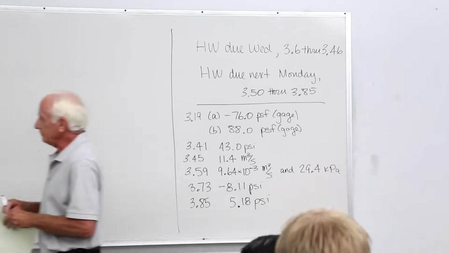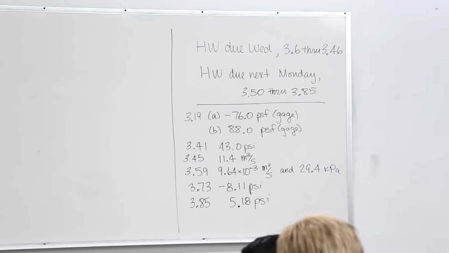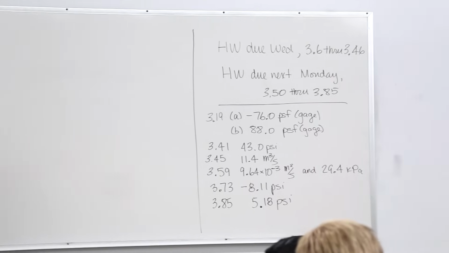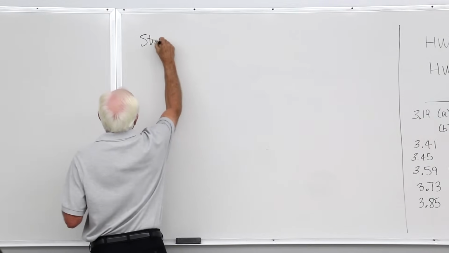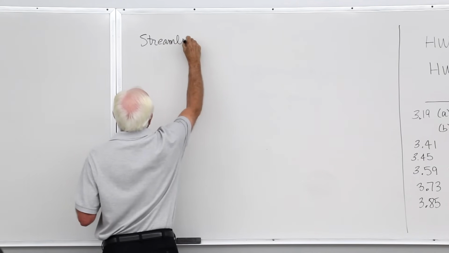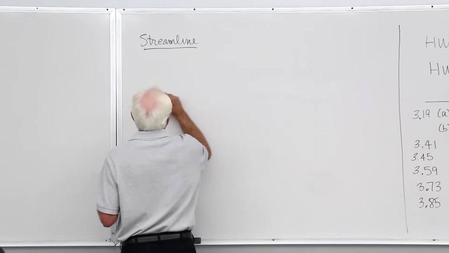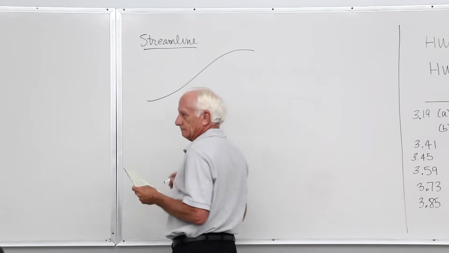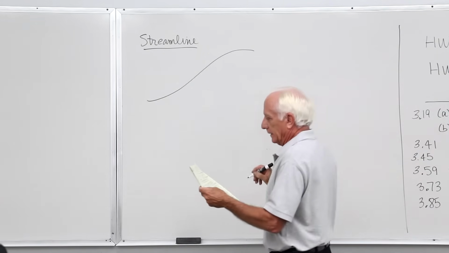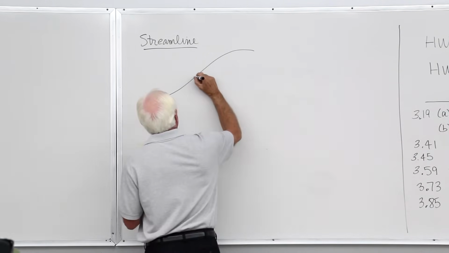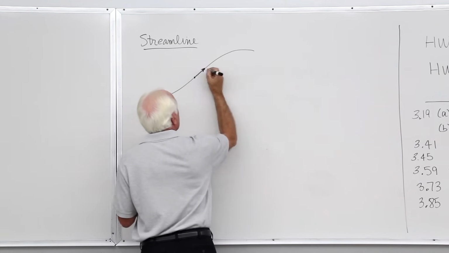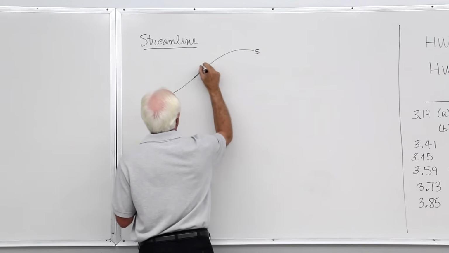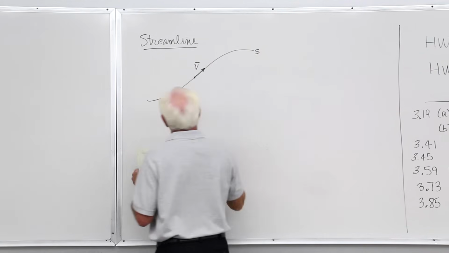Okay, let's look at a streamline. So here's some streamline. Here's the velocity vector. Don't forget, it's tangent to the streamline. This is the s direction. This is the velocity vector, V.